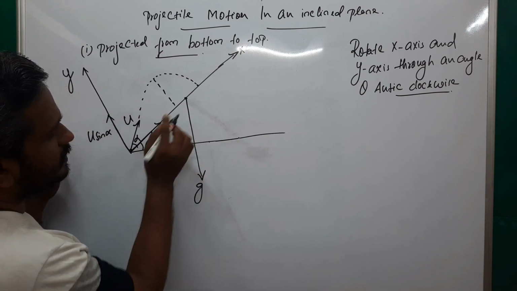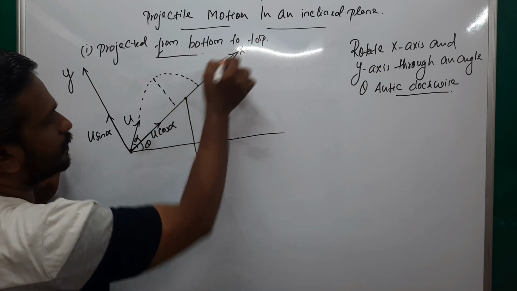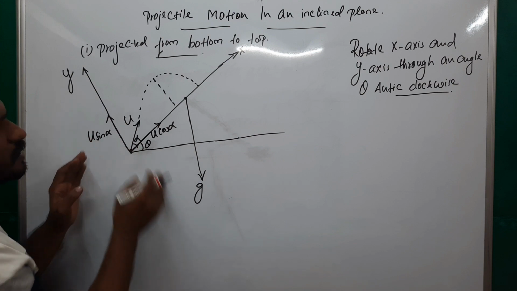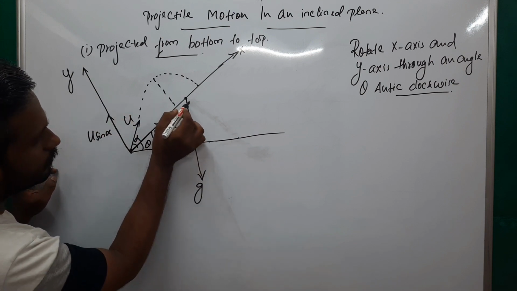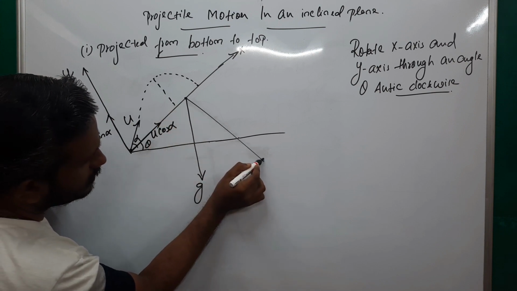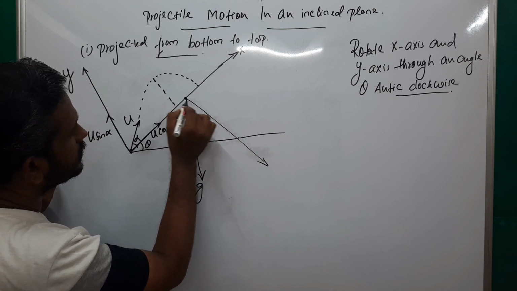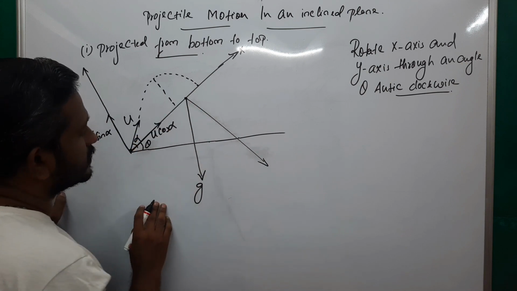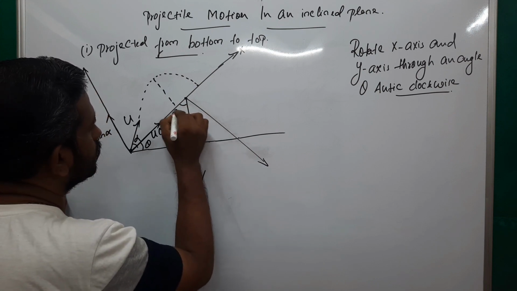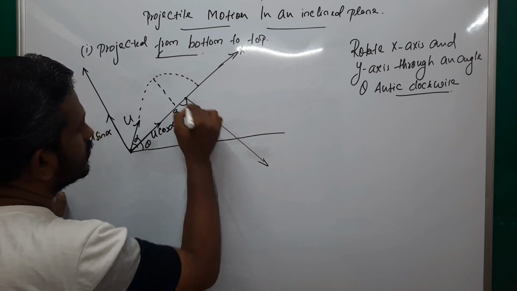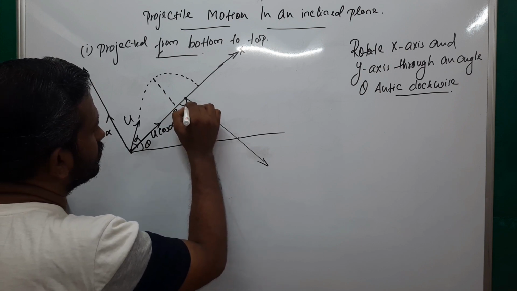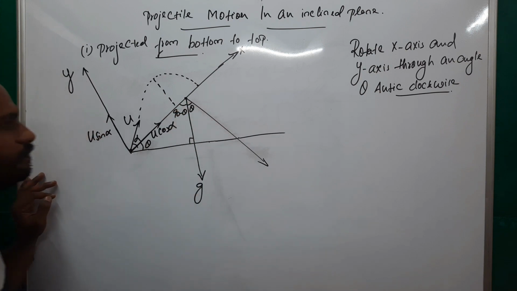Now, what is the axis perpendicular to the x-axis in the downward direction? This is the positive y-axis. This angle is 90 degrees, and this angle is theta. So this angle is 90 minus theta. Am I right? This much angle is 90 degrees, so this is 90 minus theta, which means this is theta.